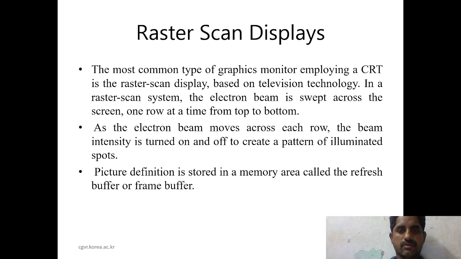Next, the most common type of graphics monitor employing the CRT is the raster scan display, based on television technology. In a raster scan system, the electron beam is swept across the screen one row at a time from top to bottom. As the electron beam moves across each row, the beam intensity is turned on and off to create a pattern of illuminated spots. The picture definition is stored in a memory area called the refresh buffer or frame buffer. Whenever you store the picture in that memory, it is called the refresh buffer or frame buffer.